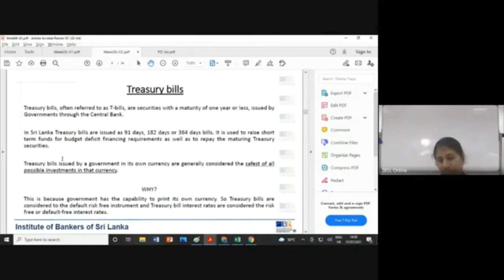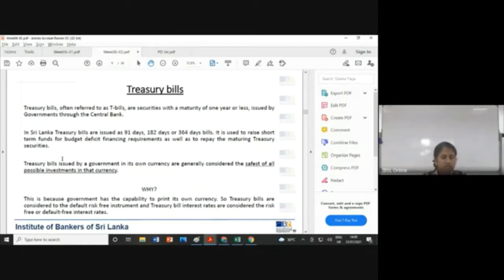Now, more specifically into each money market instrument. The main money market instrument is treasury bills. In short form, you call it T-bills. Who are the issuers of treasury bills? Issued by the government through the central bank. A treasury bill is a short-term instrument issued by governments. Hence, they carry a maturity of 1 year or less.